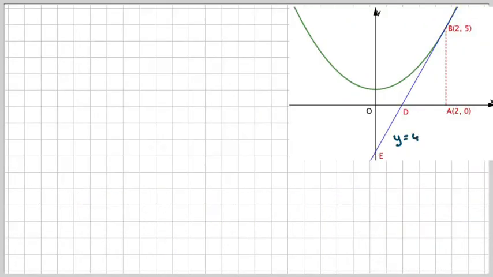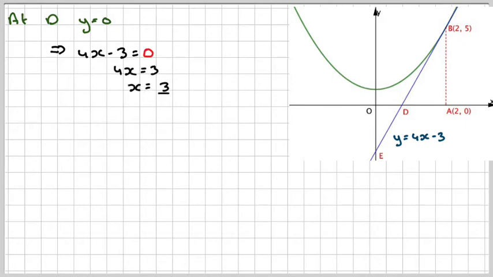Taking that tangent, we're going to mark it on our graph. It's a good idea to annotate the diagram as you go along. At D, y equals 0, so we put 4x minus 3 equals 0. That gives 4x is 3, x is 3/4 or 0.75. So the x-coordinate at that point is 3/4.